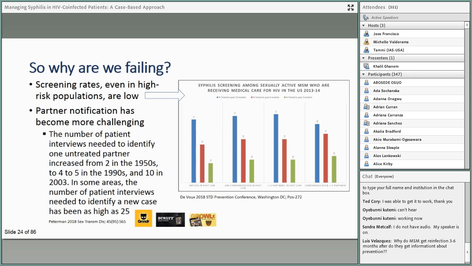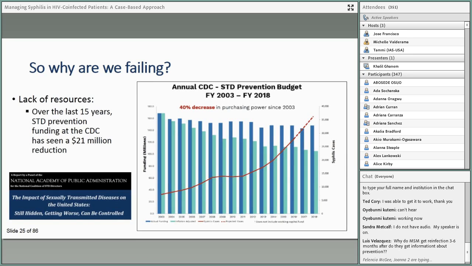Unfortunately, screening rates, even in high-risk populations, are very low. This was a poster by Alex DeVoe from the CDC that showed that even in very high-risk MSM who are receiving care for HIV in the United States, a significant number were not even screened once during the year, and for those that should have been screened at least every 3 months, very, very few of them were screened every 3 months. So we're not doing a great job screening.